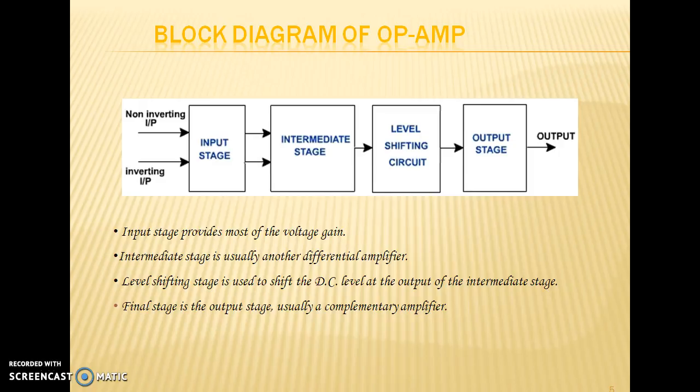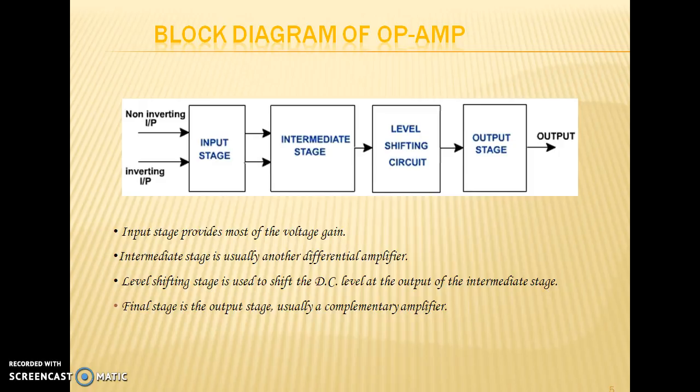This stage generally provides most of the voltage gain and also establishes the input resistance, that is the high input resistance of the op-amp. The intermediate stage is another differential amplifier which is driven by the output of the first stage because of direct coupling. The DC level at the output of the intermediate stage is well above the original level.